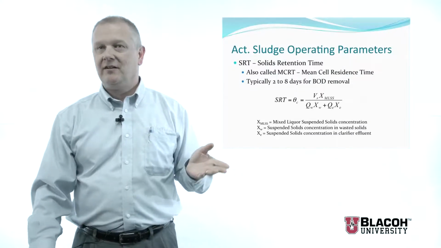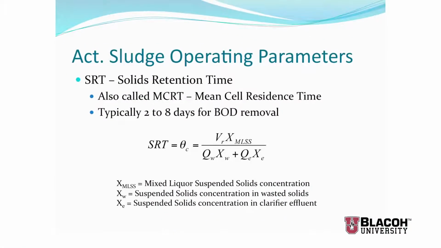This is the equation. It looks a little complicated, but it really isn't. The SRT is basically just the volume of the reactor times the concentration of solids in the reactor, which gives you a mass of solids, divided by two things. We have the waste sludge that's leaving the system, represented by Q sub W times X sub W, X being the concentration in those wasted solids, Q being the flow rate of the wasted solids, and the solids leaving the system in the effluent of the clarifier, which we hope is very small, but to be technically correct, we have to include it in the equation.